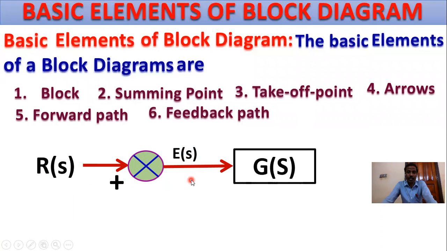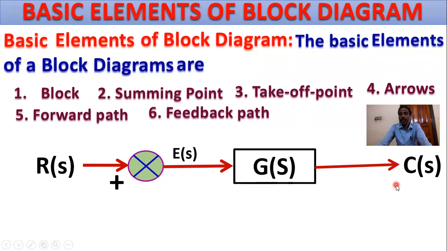The output of the summing point, the actuating signal, is the input of the block. This is the block or plant gain G of S. This is also called the system or any physical system. And the output or controlled output is C of S. This is also called the effect of the system, and R of S is called the cause of the system.